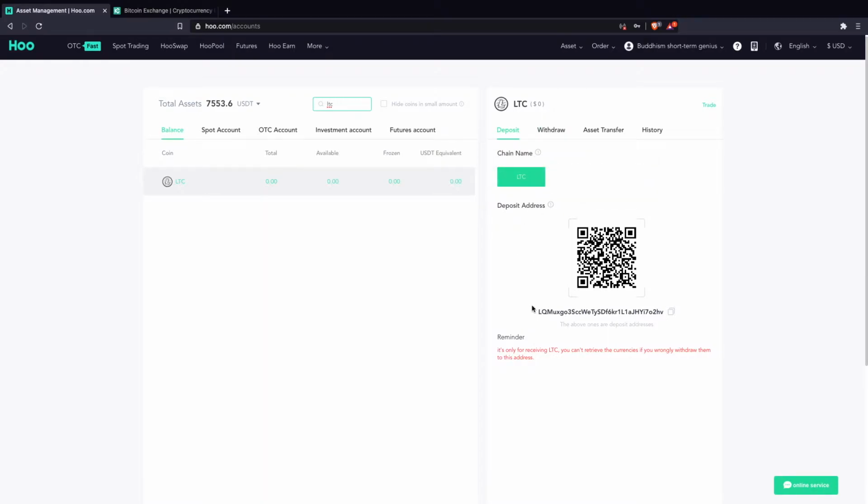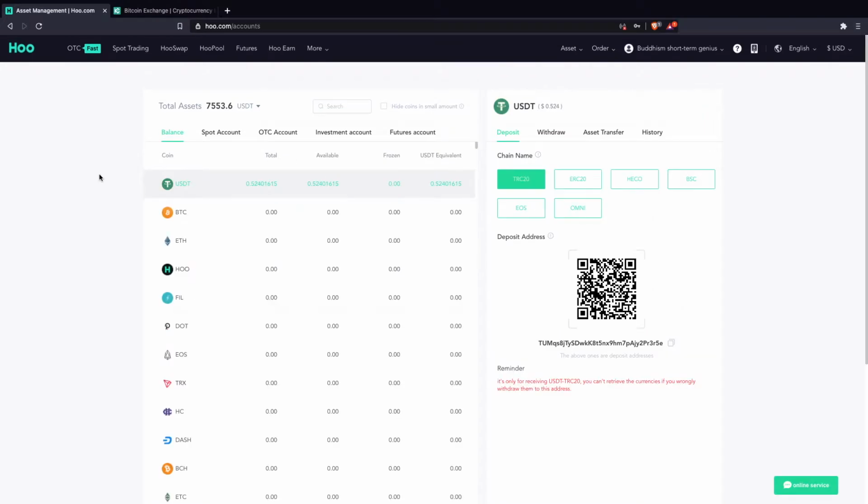So here it is very simple. All you're going to do is provide Coinbase with this address right here. And as a reminder, it says only for receiving Litecoin. You can't retrieve the currencies if you wrongly withdraw them to this address. So make sure that whatever currency you're sending over is the matching currency wallet within the other exchange, okay? So very simple, you're just going to send yourself over some money, and when that clears, you're going to see your balance grow under balance for that particular crypto whenever that transaction processes.